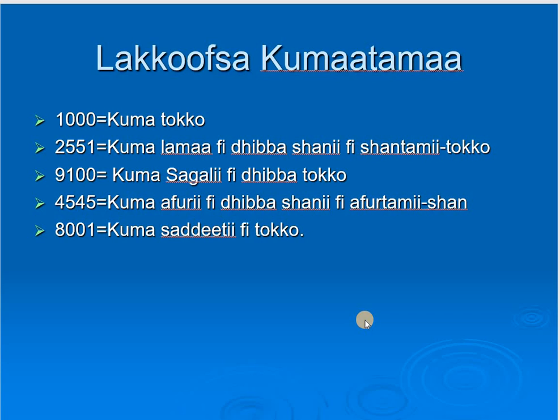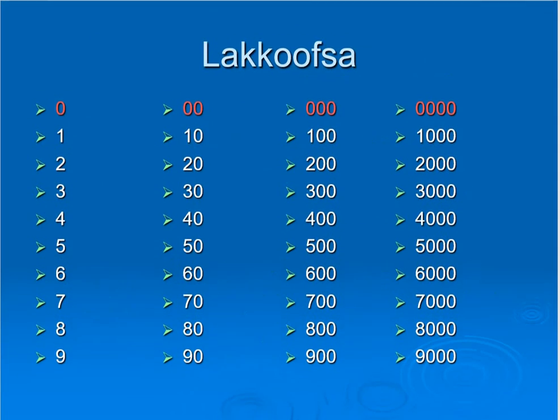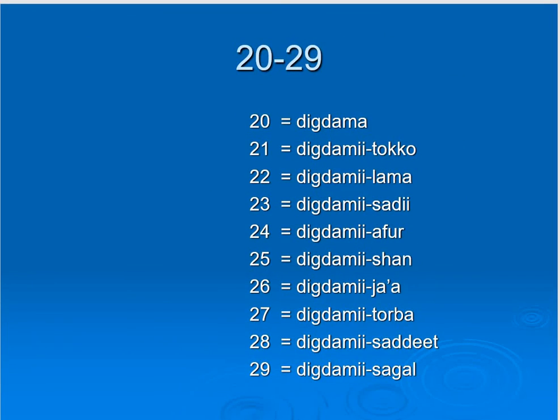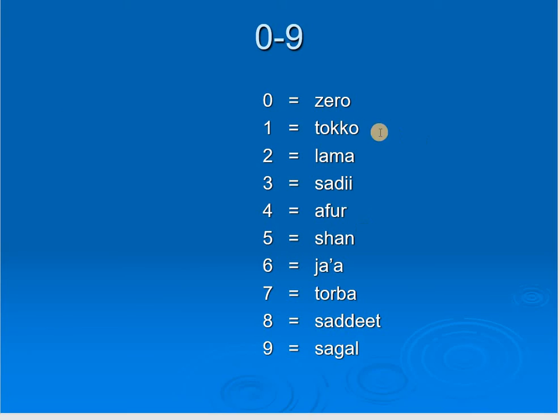I hope this helps, and I'll go back to the numbers one more time, the original numbers: 0, tokko, lama, sadi, afur, shan, ja'a, torba, saddeet, sagal. Afaan Oromo numbers are really very short and very memorable, and I hope you can learn and start counting in Oromo.